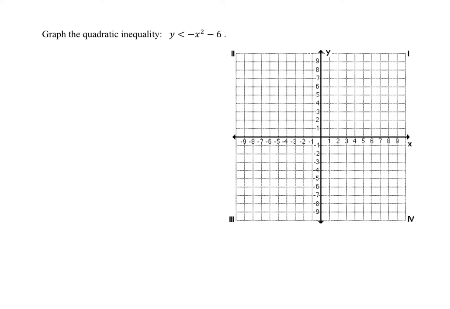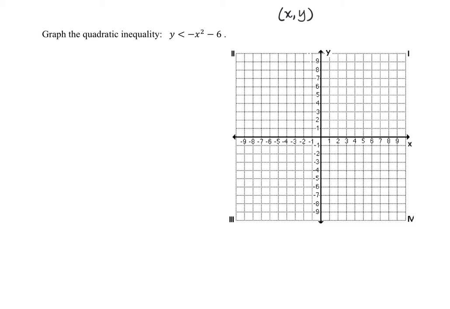In this video, we want to graph the quadratic inequality y is less than negative x squared minus 6. So we're basically looking for all of the ordered pairs, all of the x and y values that are going to make this inequality true. And there are going to be an infinite number of points that will make the inequality true. So we're going to shade on the graph where all of those coordinates are.